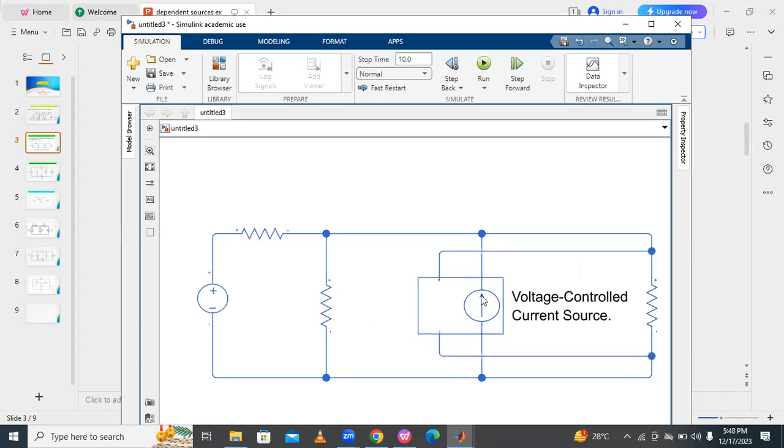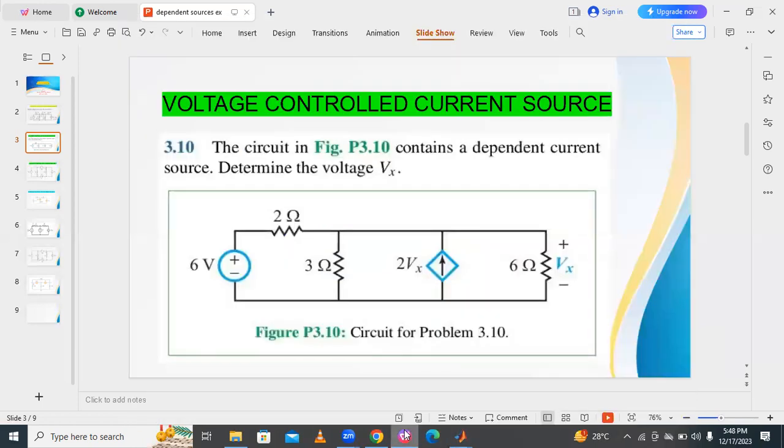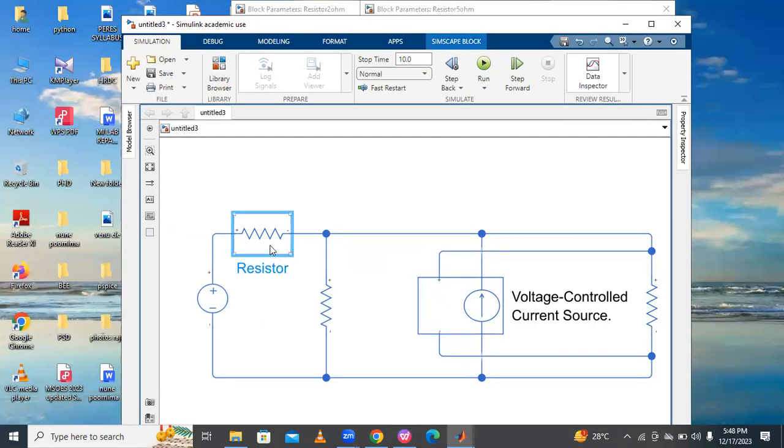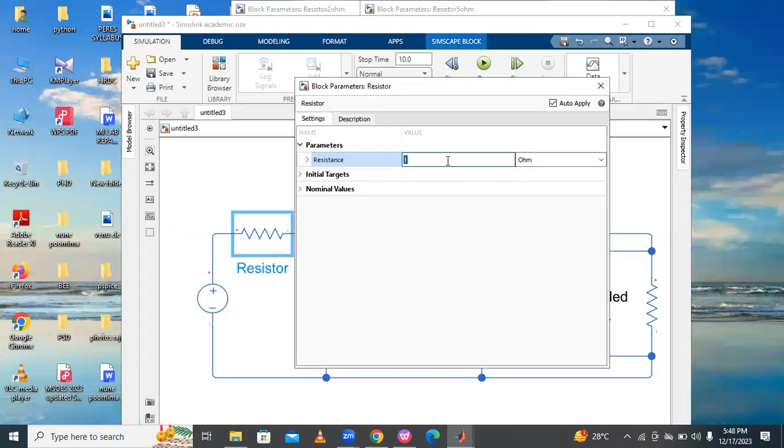So for a voltage source, we have to connect it exactly parallel. If it is a current source, we have to connect it in series. Okay. And what is the resistance? This 2 ohm resistor. Open right here, 2 ohm resistor.